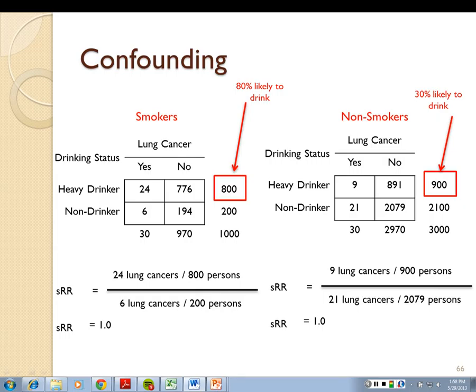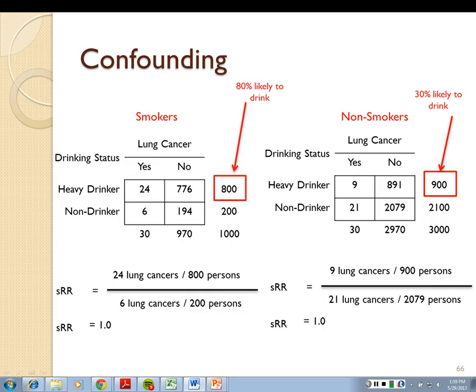Now to answer the second question, we want to look at the stratum-specific relative risk of lung cancer. That is, we want to examine the relative risk of lung cancer among drinkers for those who smoke and for those who do not smoke. When we calculate the stratum-specific risk of lung cancer for drinkers, we no longer see an effect of drinking on lung cancer. We see a stratum-specific relative risk of 1 for both the smokers and the non-smokers. This seems to indicate that once we take smoking out of the mix, there is not an increased risk of lung cancer due to alcohol consumption.